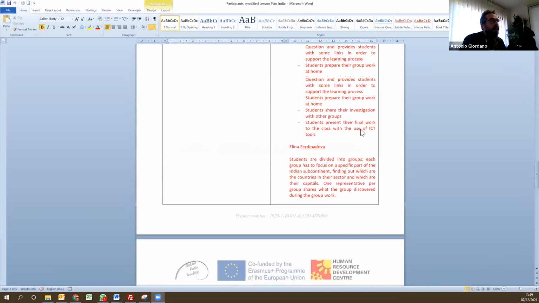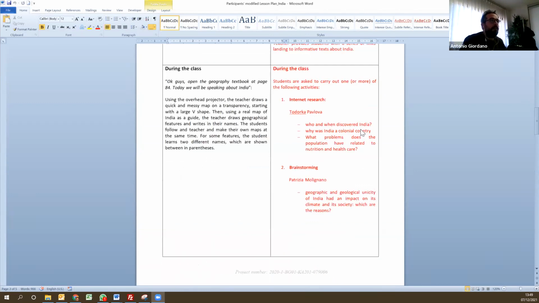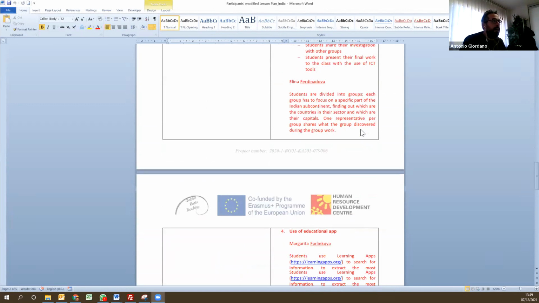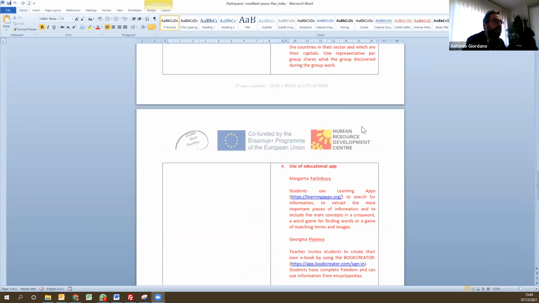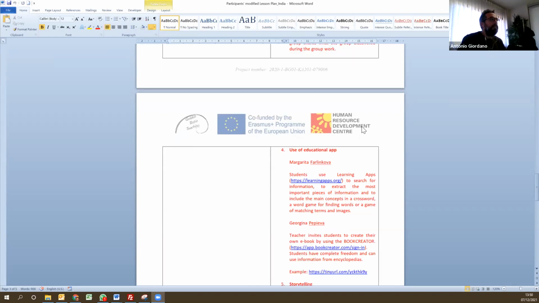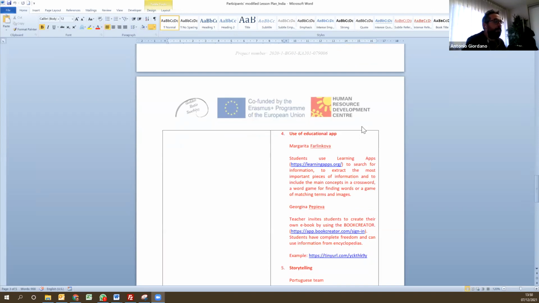Fourth activity. So until now, we have been speaking about internet research, brainstorming, group works, and now use of educational apps. Margarita Farlinkova suggested that students use learning apps to search for information, to extract the most important pieces of information, and to include the main concepts in a crossword, a word game for finding words, or a game of matching terms and images. Another suggestion about using educational apps came from Georgina Pepieva. Teacher invites students to create their own ebook about India by using Book Creator. Students have complete freedom and can use information from encyclopedias.